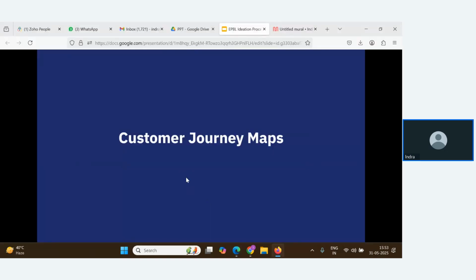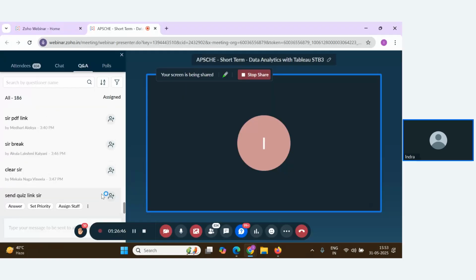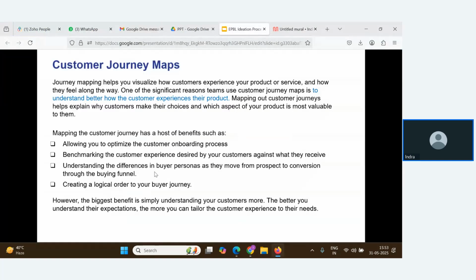Now let's talk about the next one, that is the customer journey map. What is a customer journey map? A customer journey map is a simple way to see how people are using your product and how they feel at each stage while using it. It will help you understand what they're actually going through, what they like, and what factors in your project are frustrating them.